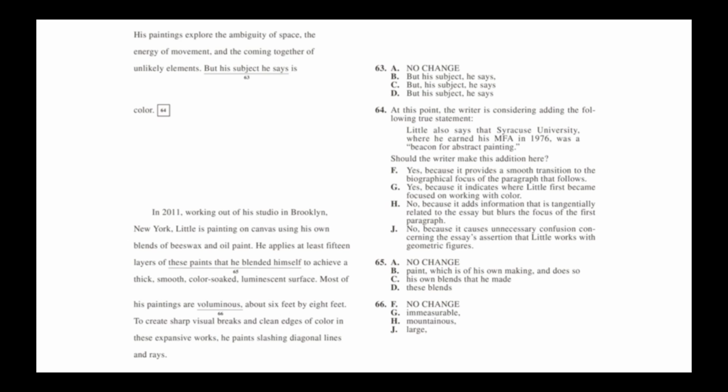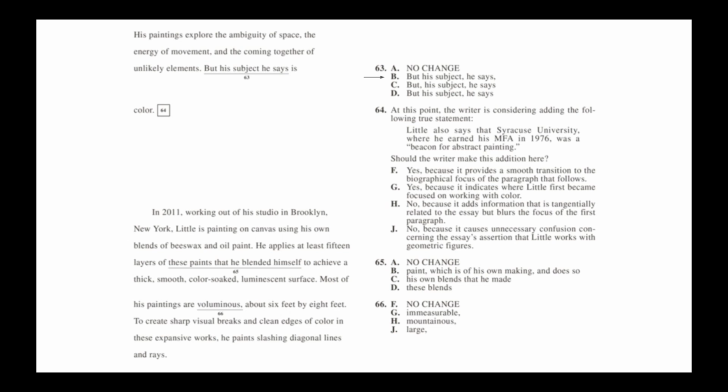As the sentence is, it's not correct because there aren't commas separating the non-essential clause "he says." If you were to say the sentence out loud, your mind might even correct it without thinking about it. "But his subject, he says, is color." Saying it like that, we can tell that "he says" is a non-essential clause, and non-essential clauses have to be separated from the main clause by commas. The only option that does that is B, so we know that B is correct.